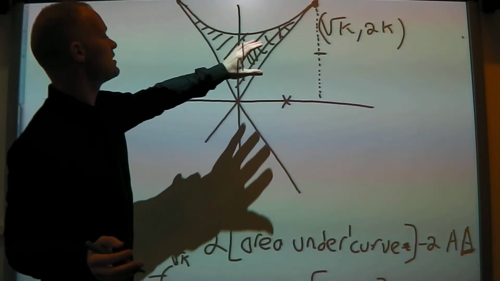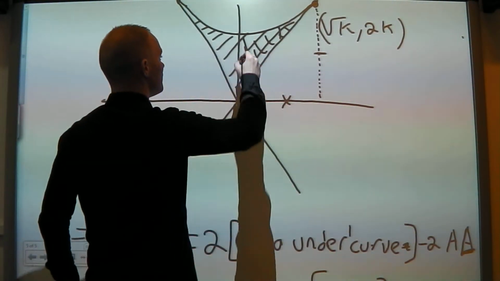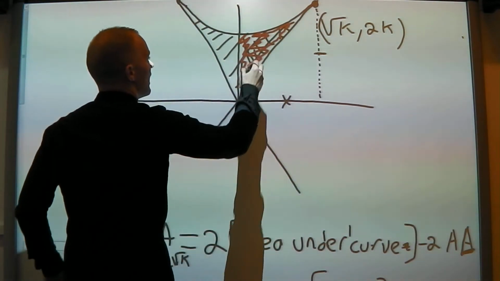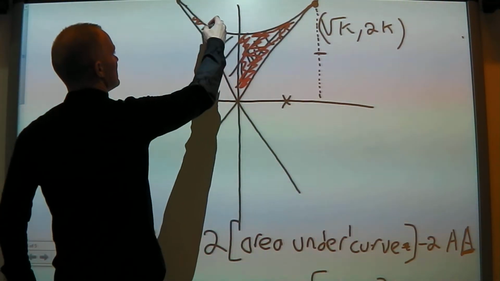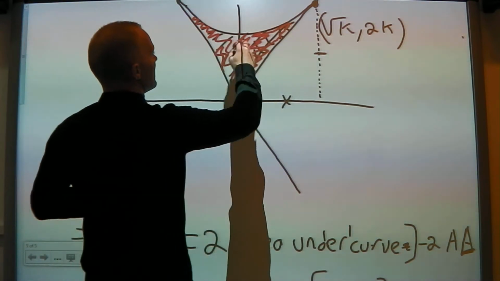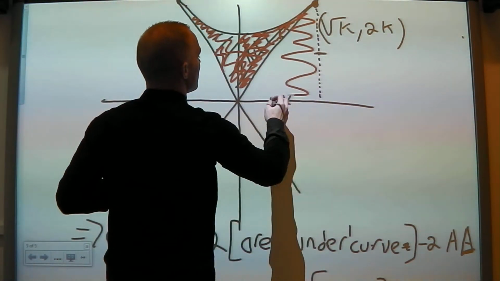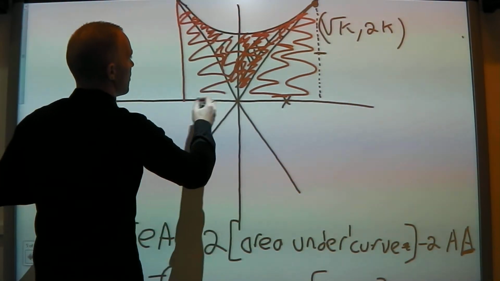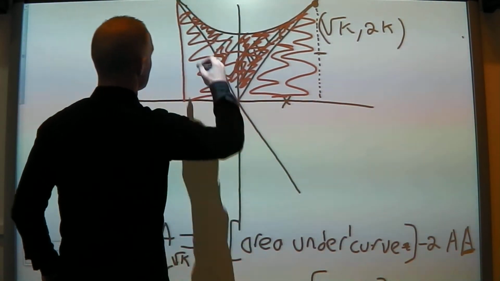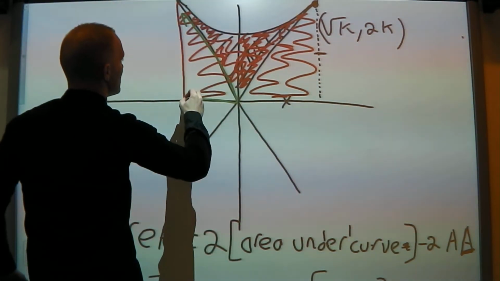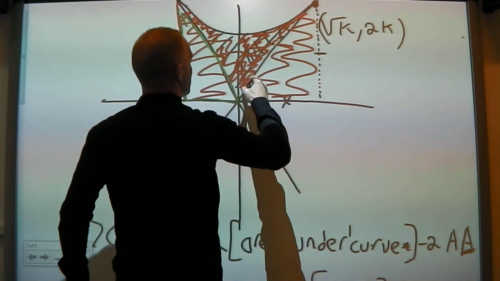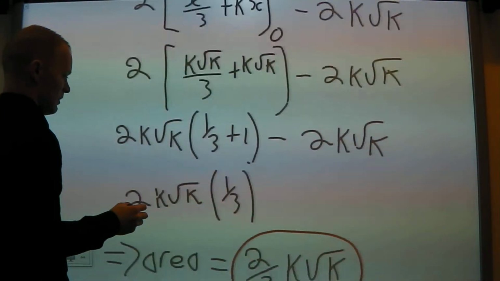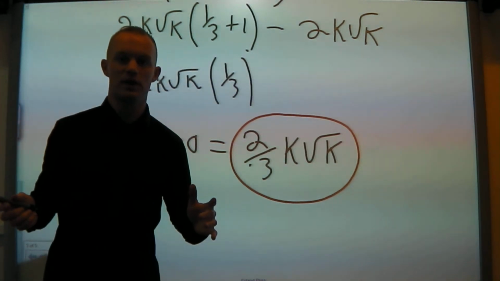So basically what we did here is we got the integral under the curve, the area of this shape here, and then we doubled it. So when we got the area bound underneath the curve, we got the area of all of this here, and then we doubled it, so that means we got the area of all this here. But we want the bound area, so that means we have to subtract these two triangles here, which is what we did. And in the end, we got our answer to be 2/3 k root k. Alright.